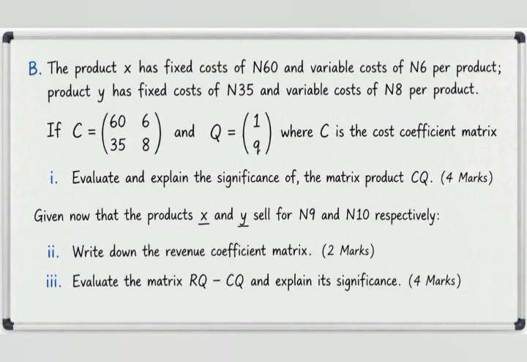And the last requirement is that we should evaluate the matrix RQ minus CQ and explain its significance. The RQ means when you multiply your revenue by the quantity. As I said, the Q means the quantity. And the CQ means the cost multiplied by the quantity, which is from the first requirement.